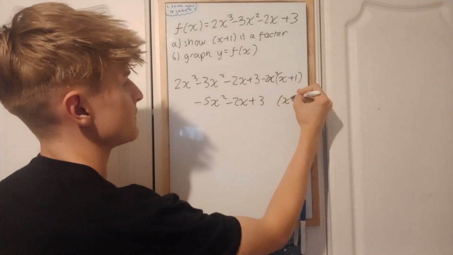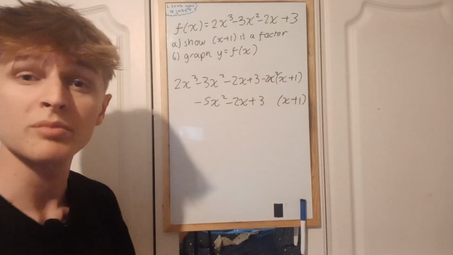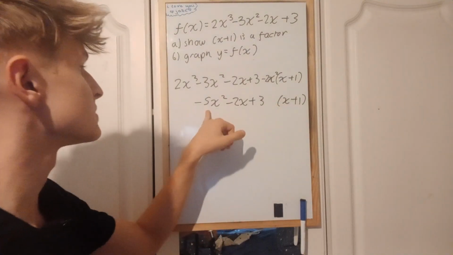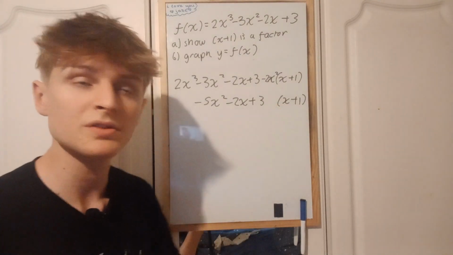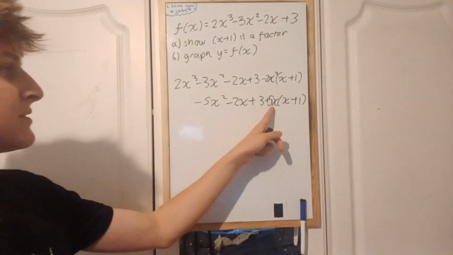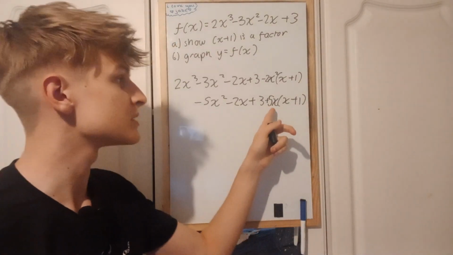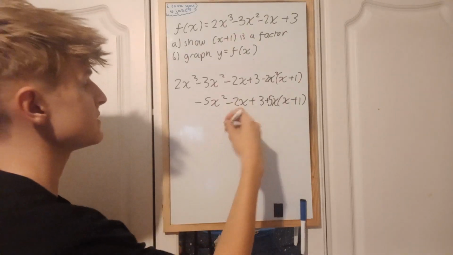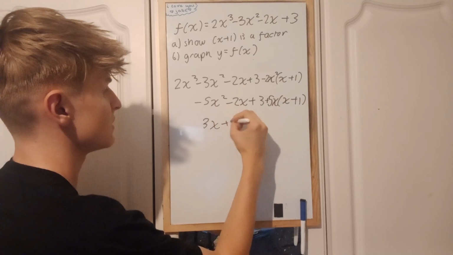Okay, then we write down our factor again, and then we repeat the process. We think, what thing do we have to put in front of here to cancel with this minus 5x squared, and it's positive 5x, because if we expand this out, we'll get plus 5x squared, which will cancel with this, and then we'll get a plus 5x, which will add to this, and we get 3x plus 3.